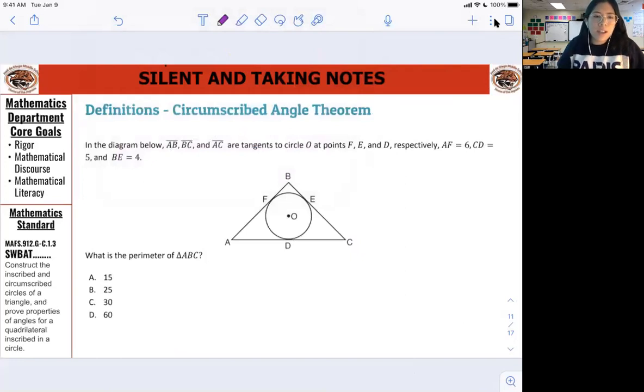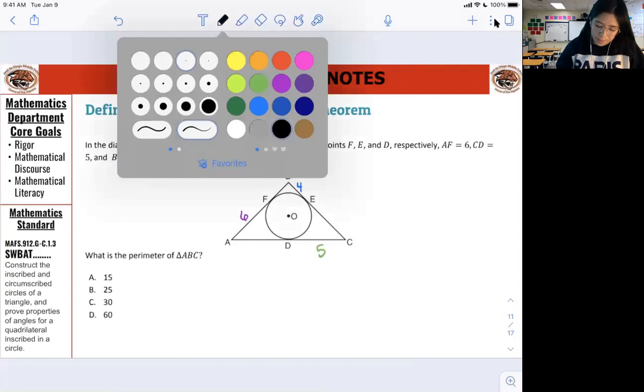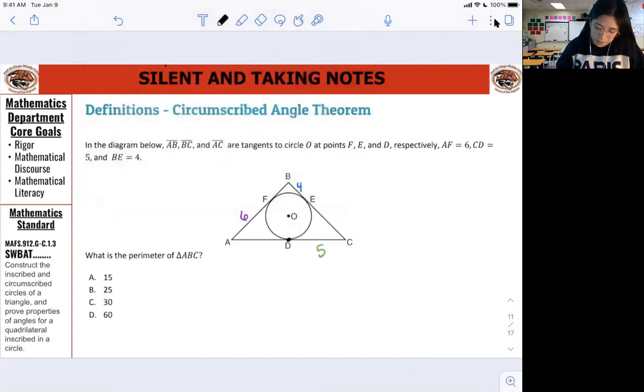All right, so now I'm going to label this. AF is 6. CD is 5. And BE is 4. And then it's asking what's the perimeter. So I only know parts of it, right? I only know these sections. So I have to fill in the rest.